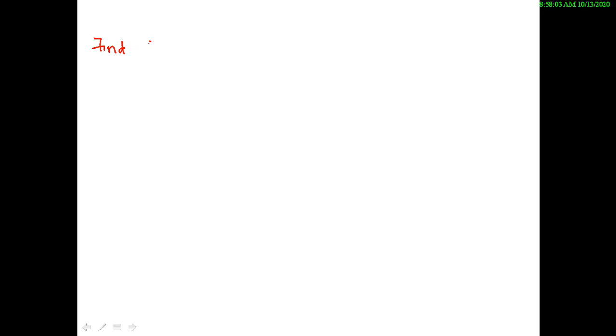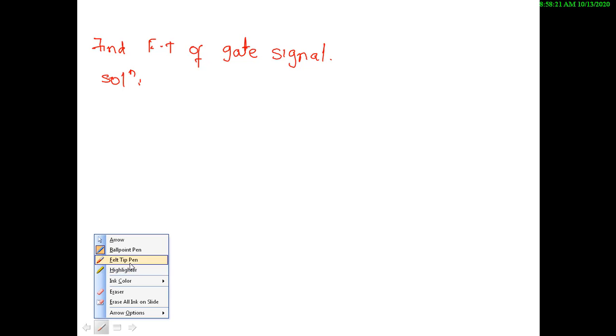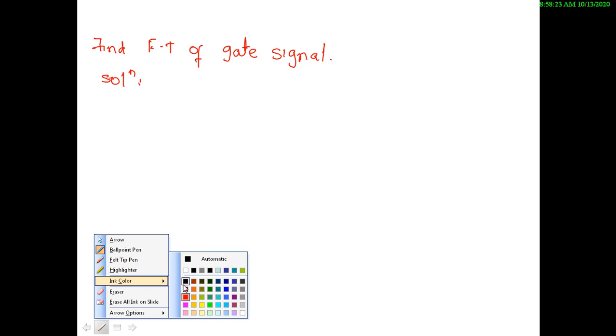Find the Fourier transform of the gate signal. Find the Fourier transform of gate signal. Okay, now we shall see how the gate signal is being drawn.